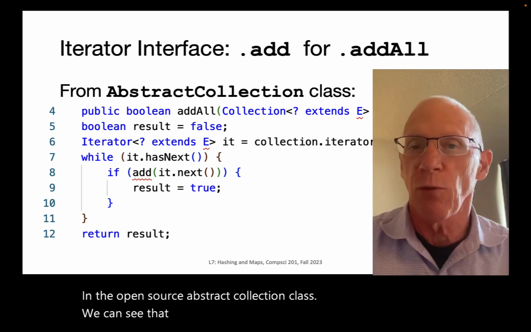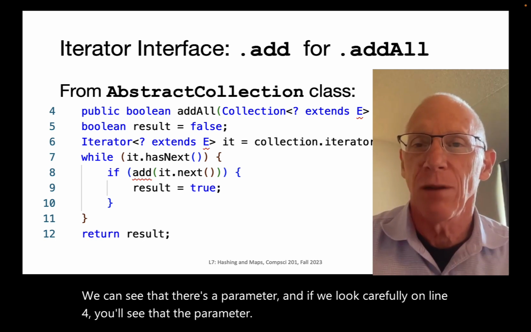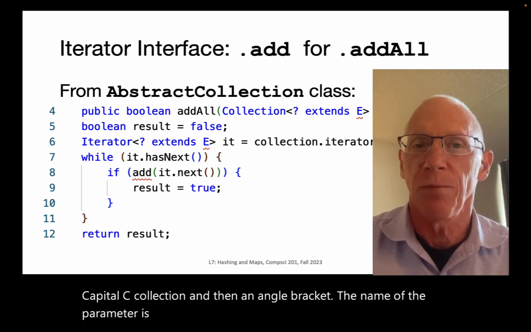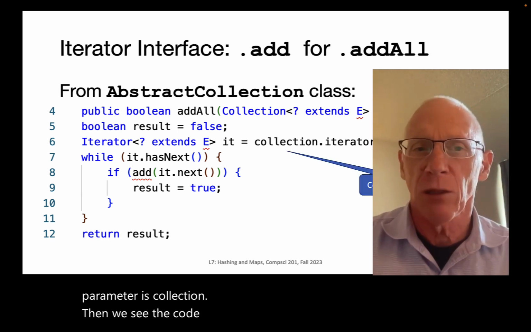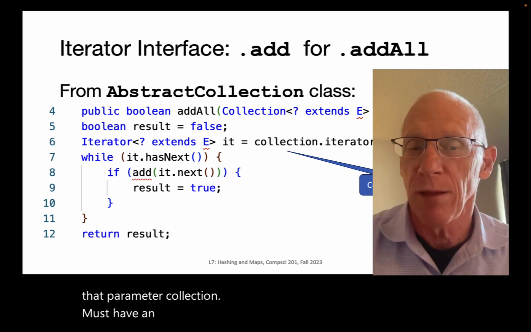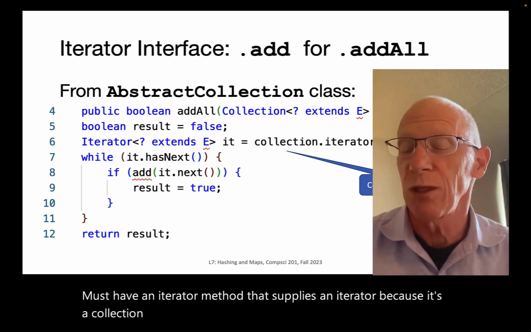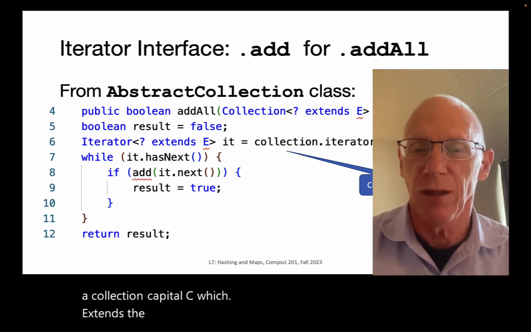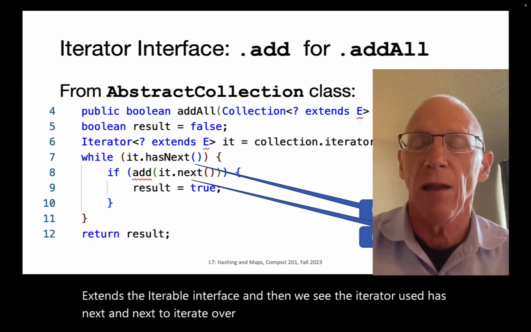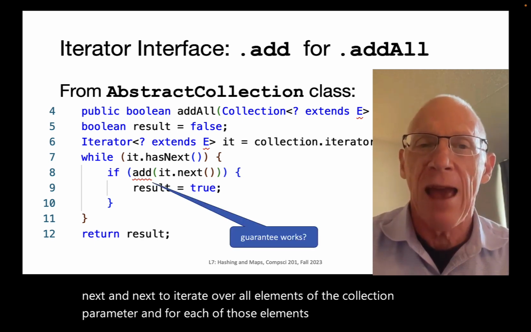We can see that there's a parameter, and if we look carefully on line 4, you'll see that the parameter has type capital C Collection and then an angle bracket. The name of the parameter is collection. Then we see the code, and in particular, we can see that on line 6, that parameter collection must have an iterator method that supplies an iterator because it's a Collection, capital C, which extends the Iterable interface. And then we see the iterator used, hasNext and next, to iterate over all elements of the collection parameter. And for each of those elements, the add method is called.